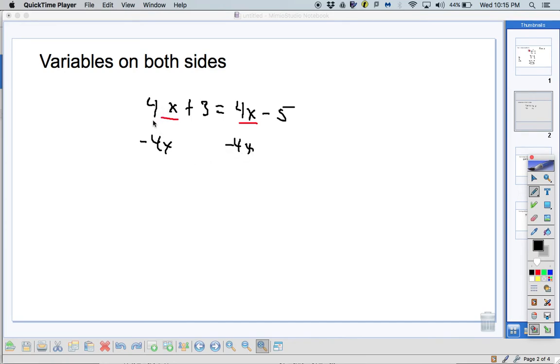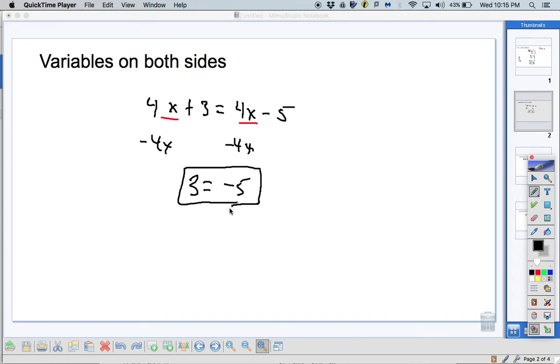And what happens here is when we take 4x away 4x, take away 4x, we get 0. So on the left side, I'm left with 3. On the right-hand side, that goes away, and I'm left with a negative 5. And now I got an interesting problem. First off, there are no more x's at all, which means I am going to have one of two possibilities, and this is one possibility.